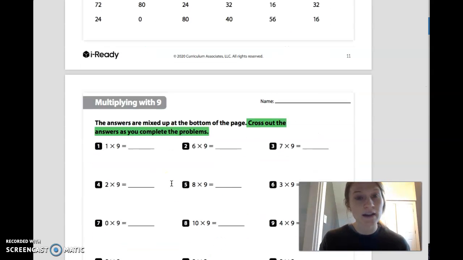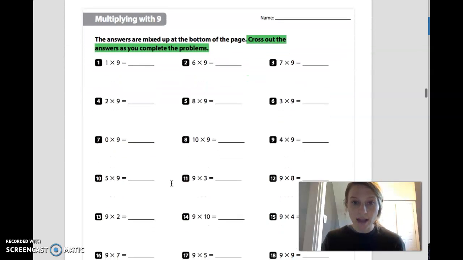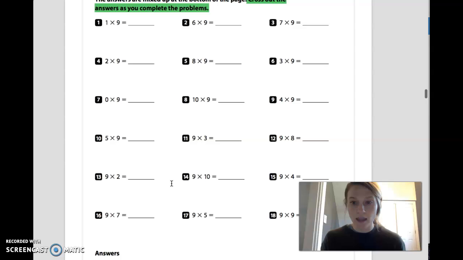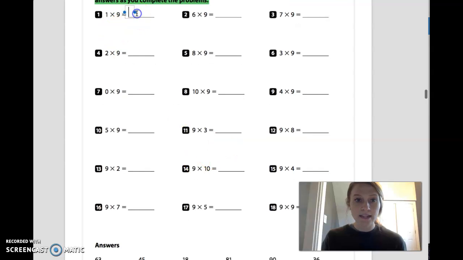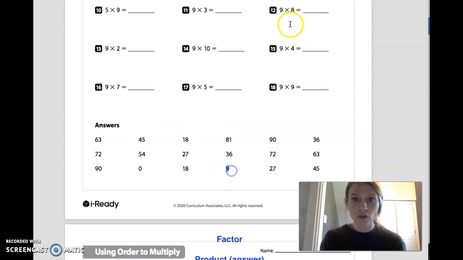And you have times 9. So you're doing 7s, 8s, and 9s, and cross out your answers, same thing. So if I do 1 times 9, I know it's 9, and I gotta go down and find it, and it's right here. And I got it. Boom. You guys are gonna rock this.